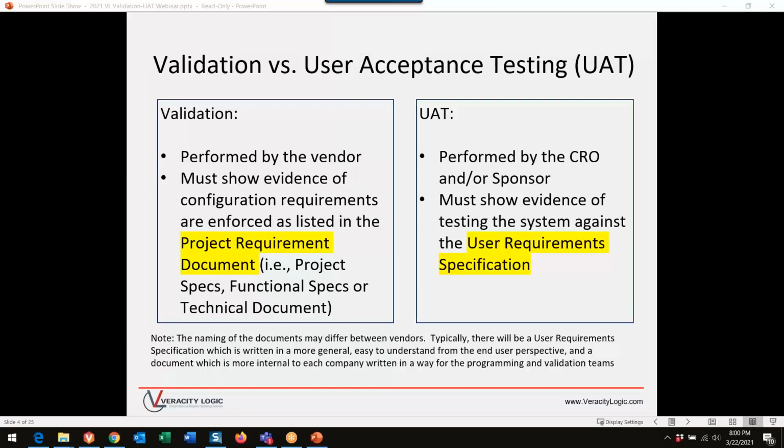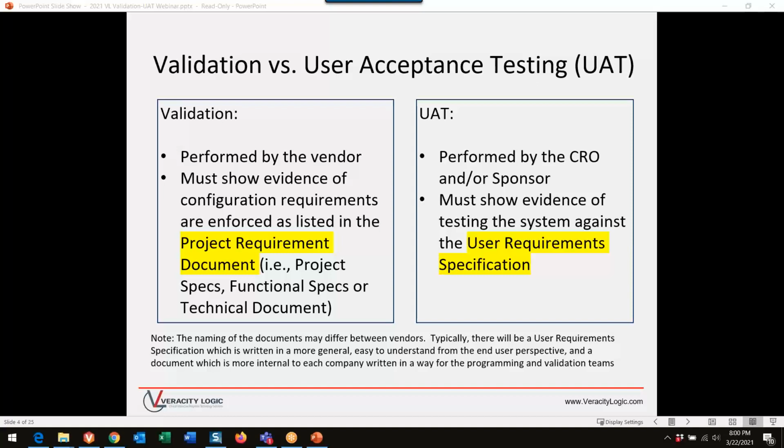Here is a high-level comparison of validation and user acceptance testing. Validation is performed by the vendor, and the documentation must be framed around the project specifications document. Whereas user acceptance testing is performed by the CRO and/or sponsor, and this documentation is typically framed around the user requirement specification. The namings of these documents may differ between vendors.